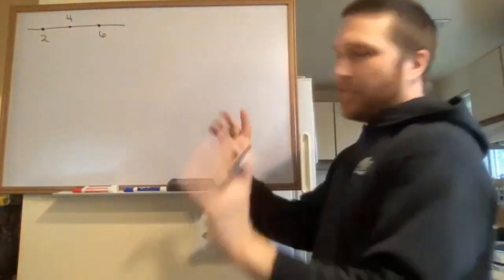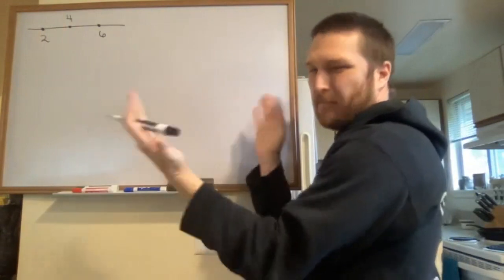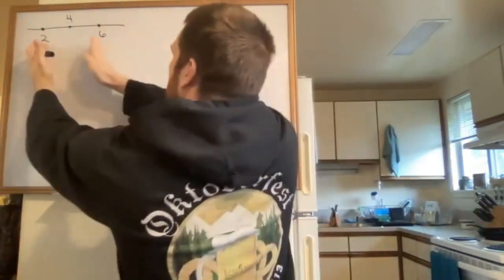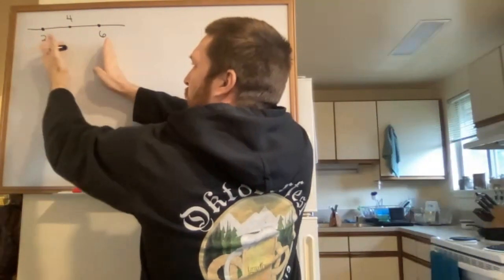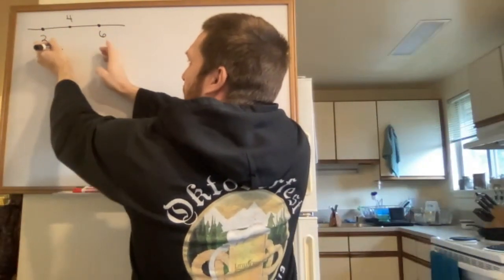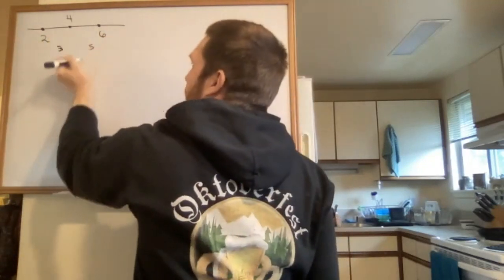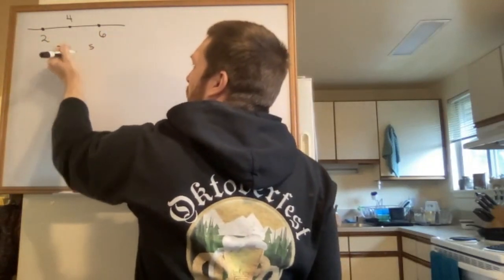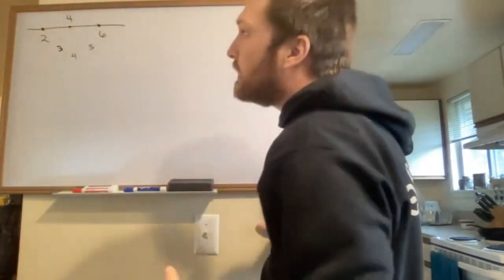The way I think about this is if it's something simple like this, I could say, well, hold on. We're at 2 and we're at 6. Let's just bring it in one at a time. So if I bring 2 in by 1, we're here at 3. And if I bring 6 in by 1, we're at 5. If I bring him in one more, I'm at 4. And if I bring him in, oh, we're at the same place.